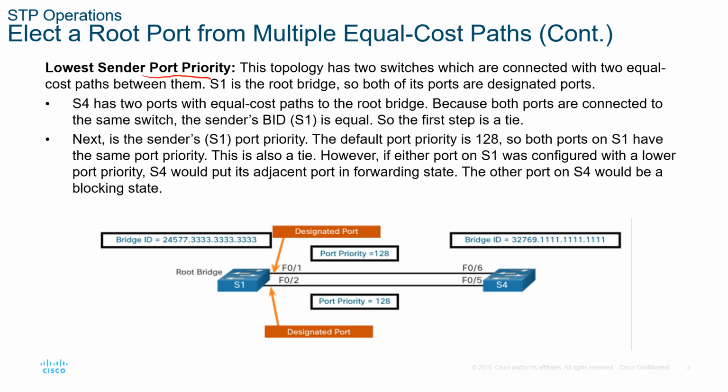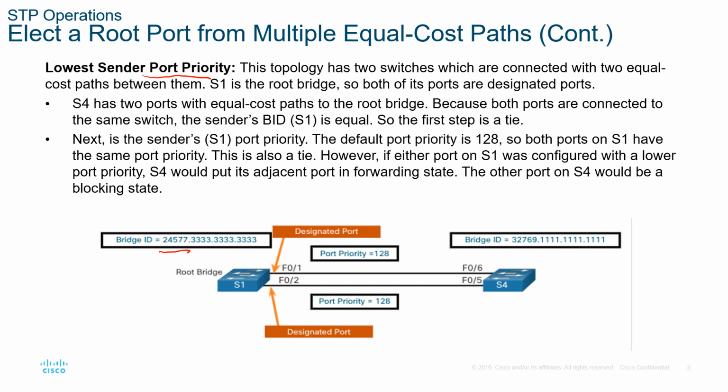So you see here, S1 and S4 are connected with two links on two ports. On S1, the ports are F01 and F02. On S4, the ports are F05 and F06. Now, if you look here, clearly S1 is the root bridge because it has the lowest bridge ID. Okay, so S1 is the root bridge.